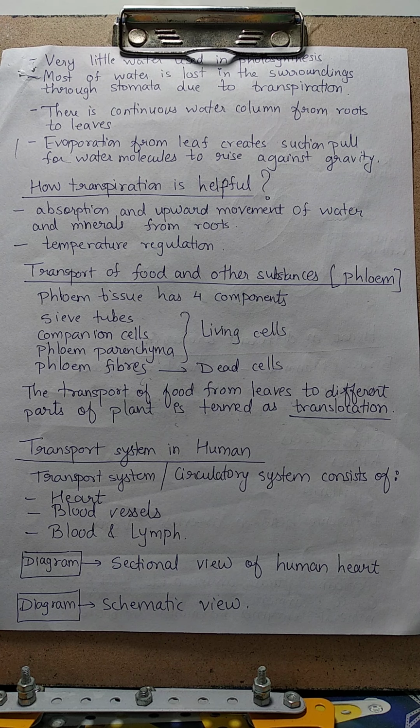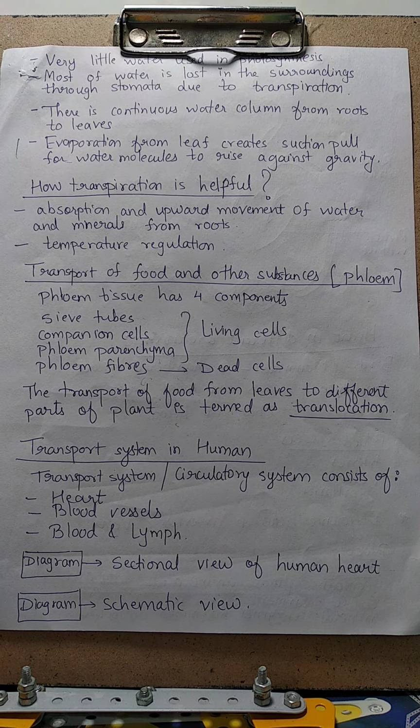So, who is doing this job? The sieve tubes are doing this job of translocation. Besides food molecules, phloem also transports amino acids, which is a form of proteins, plant proteins, and hormones also. Okay. Then, how does phloem transport food? That we will try to understand.